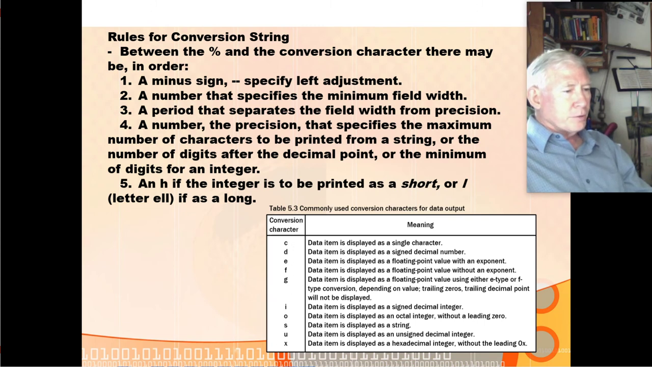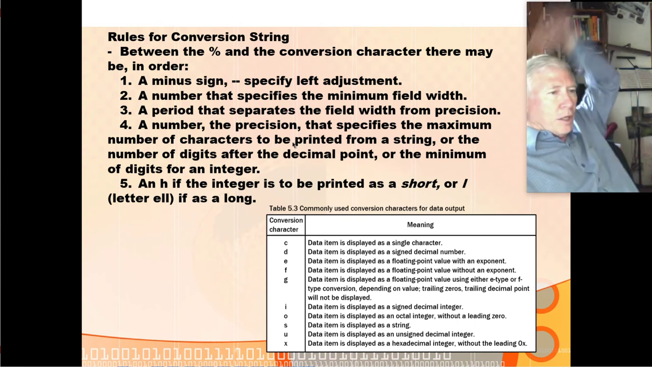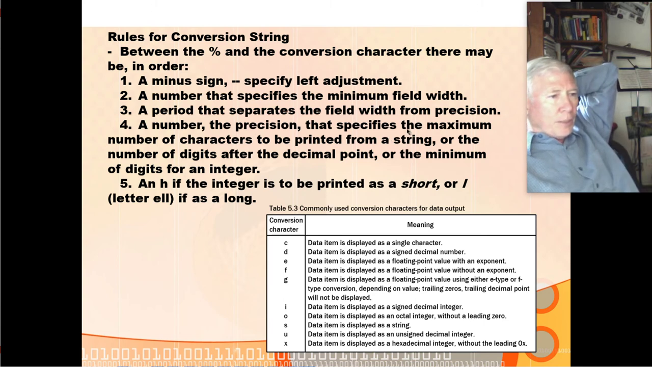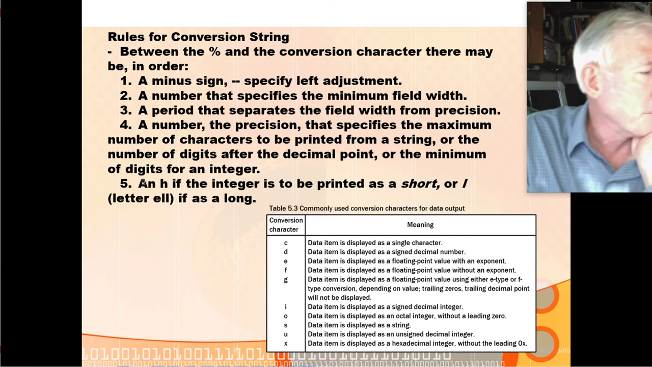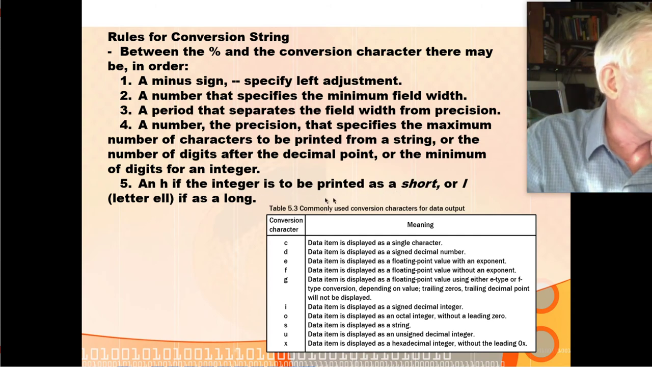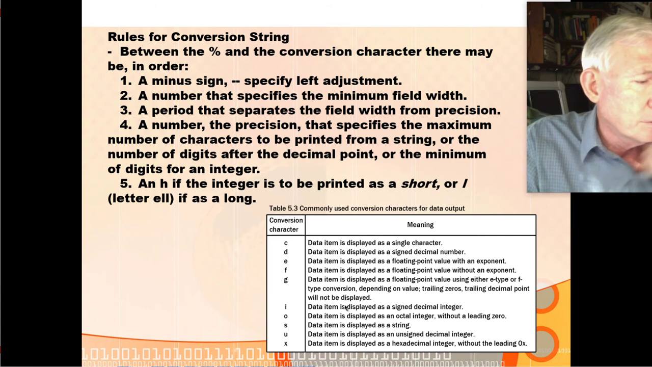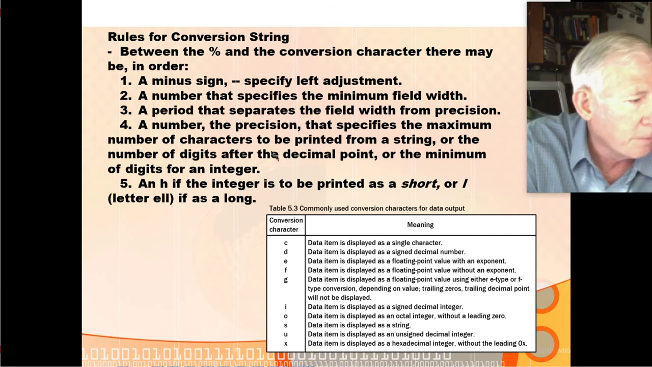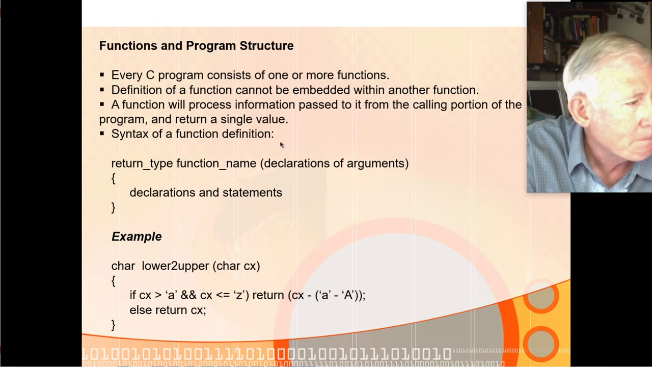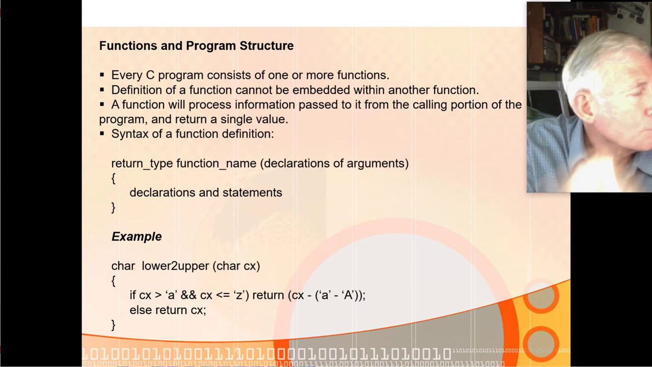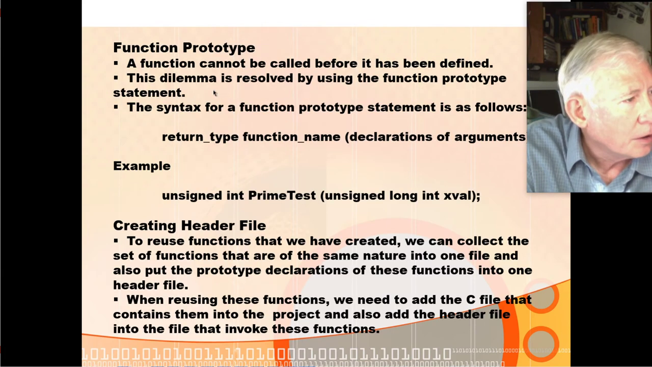Here are the conversion characters. And there's all sorts of rules. Minus signs. There's a number that specifies minimal field width, the period that separates the field width from how many digits after the period, a number, the precision that specifies the maximum number of characters to be printed from a string, or the number of digits after the decimal point, or the minimum of digits for an integer. And then if the integer to be printed is short, you use an H. If it's long, you use an L. So here are a number of the conversion characters. There's also one for just single characters as well. So, yeah, I don't think I'm going to go through this.